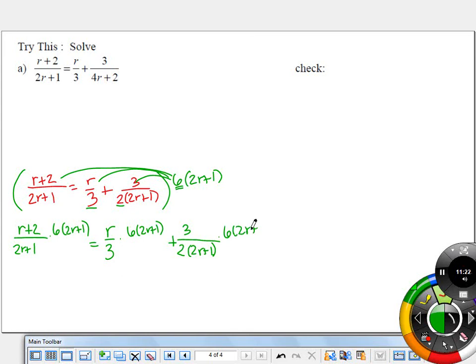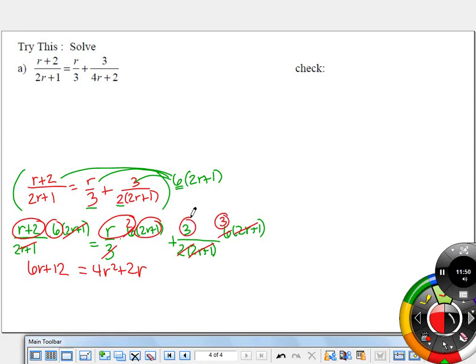Okay, so now I'm going to cancel what I see can be canceled, and then work from there. Here I'm left with 6 times r plus 2, which is 6r plus 12. Here I'm left with 2r times 2r plus 1, which is 4r squared plus 2r. So it looks like I might have a quadratic here. 2r plus 1 cancels, 2 goes into 6 3 times, and I'm left with 3 times 3, which is 9.